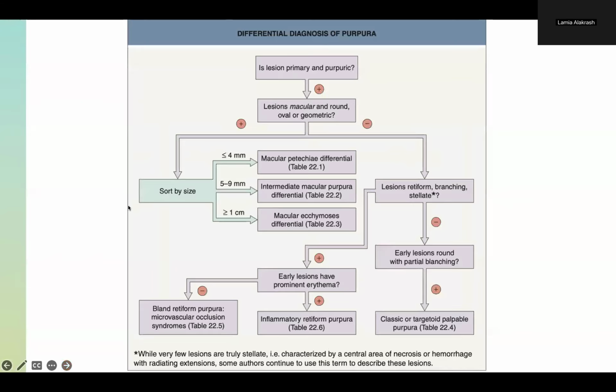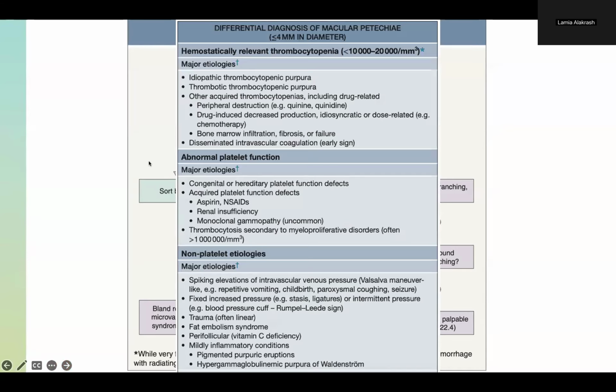Here is a table summarizing the differential diagnosis of purpura, or how to narrow down your differential diagnosis, or how to establish a good differential diagnosis list. So first of all, what I would suggest is to start sorting by the size of involvement. Is it petechiae, is it purpura, or ecchymosis? And if it is purpura, is it palpable or non-palpable? So we have here extended differentials for each type. We'll just mention the most commonly encountered conditions under each.